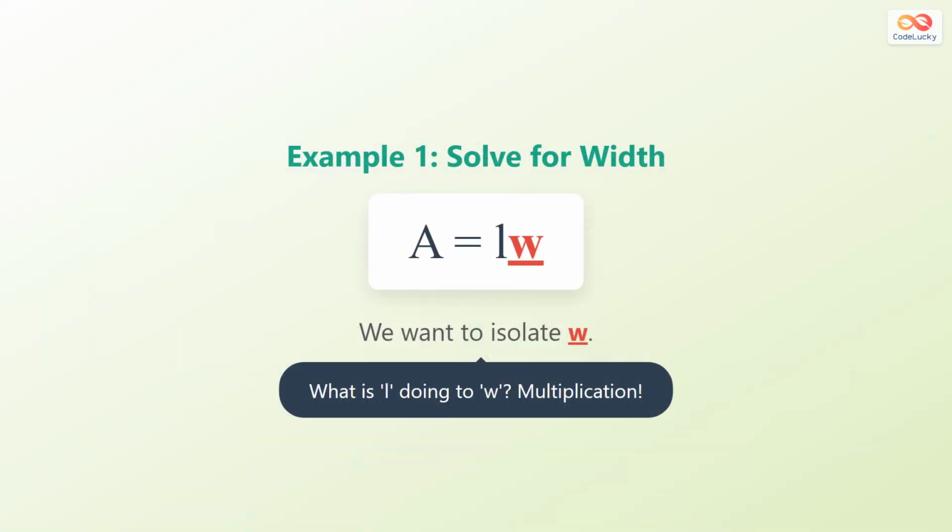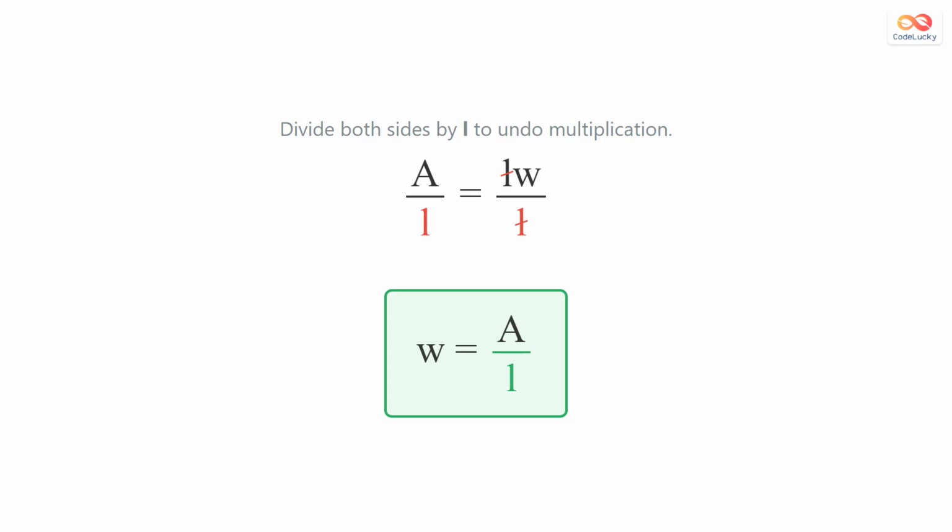Let's try it. We have the equation A equals L times W. We want to solve for W. Look at the equation. The L is multiplying the W, that is the connection we need to break. Since L is multiplying W, the inverse is division. We divide both sides by L. The L's on the right cancel out, leaving W by itself. So, W equals A divided by L.